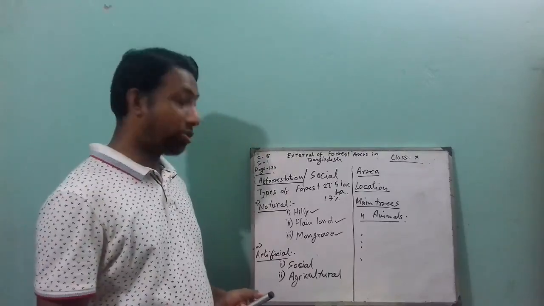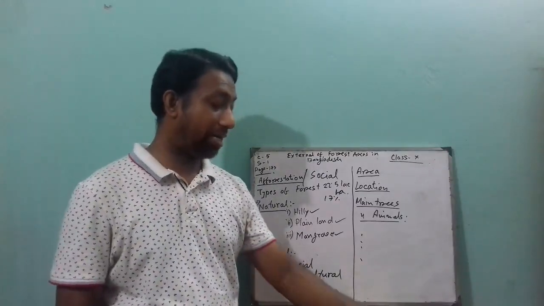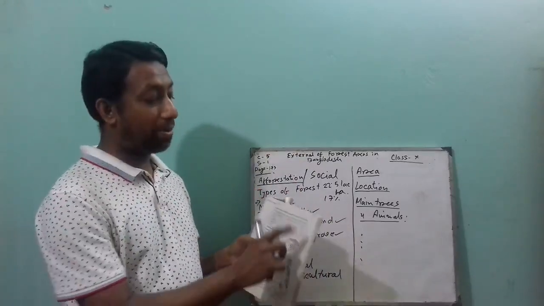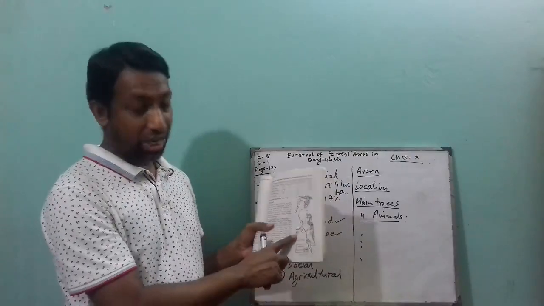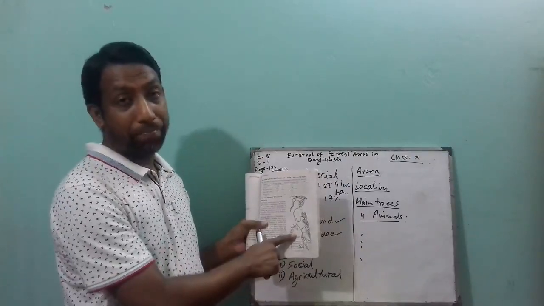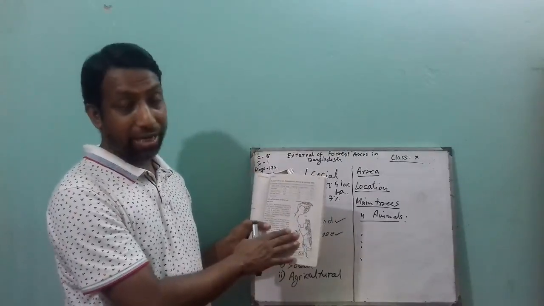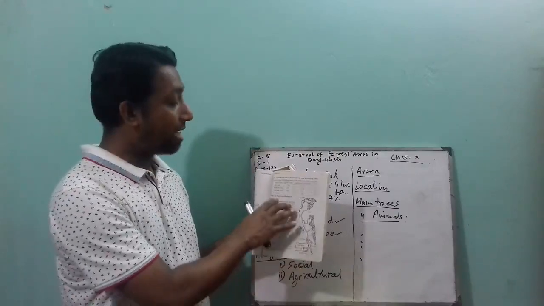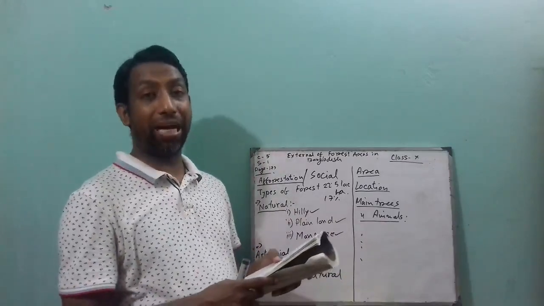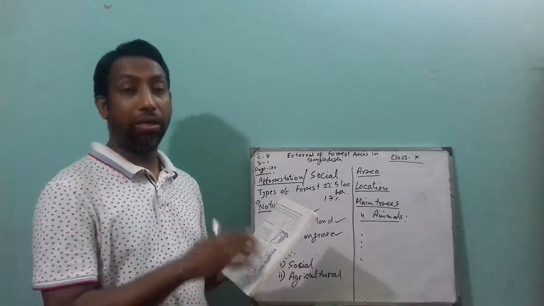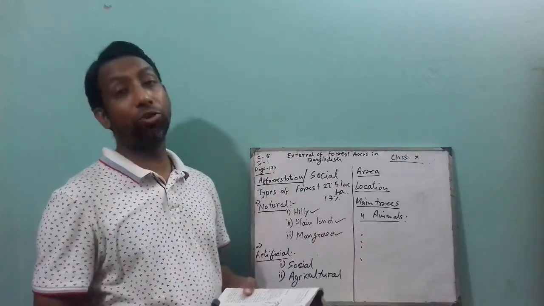Now first of all I'll explain the hilly forest, and you can find this in your textbook on page number 181. If you look at this page, you can observe a map, which is a portion of our country's map. Here they mention only where the hilly forest is. Sometimes in your exam this type of question comes. They provide the map and then you have to answer the questions.